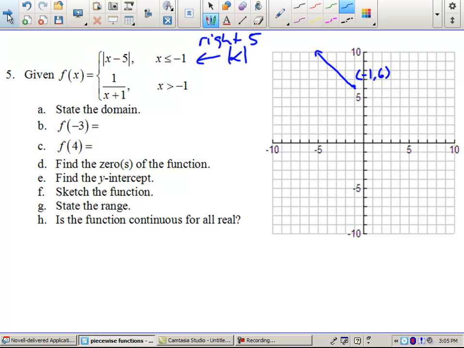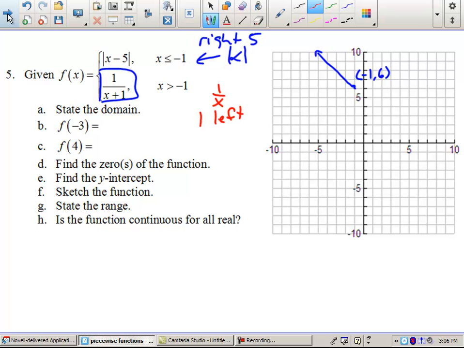From there, I have this rational function, 1 over x plus 1. I'm going to put a few more little extraneous pieces on here so you can see what I'm doing. The parent function for this graph is 1 over x. And what have I done with the 1 over x graph? I've moved it 1 left.